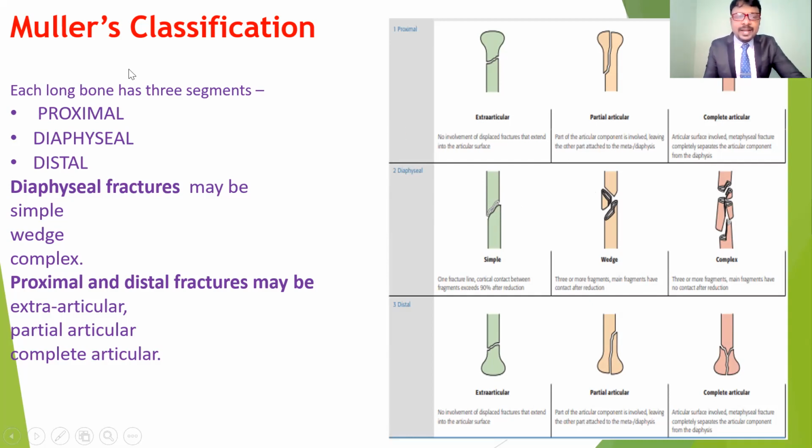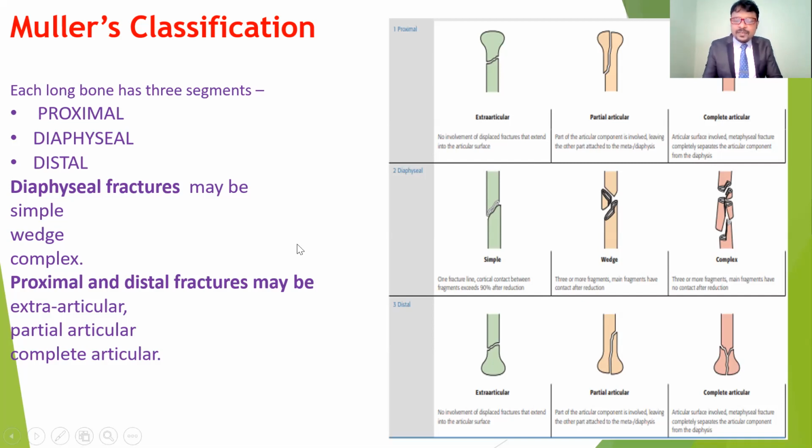For the proximal and distal fragments of the long bone, we can divide fractures into extra-articular, partial articular, and complete articular. Extra-articular means outside the joint. Partial articular includes the joint surface, but it is not a complete fracture; only part of the articular surface is involved. In completely articular fractures, the articular structures get damaged. We see the same in the proximal and distal ends. That is about Muller's classification.